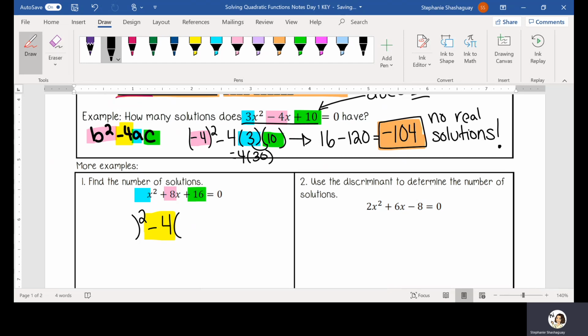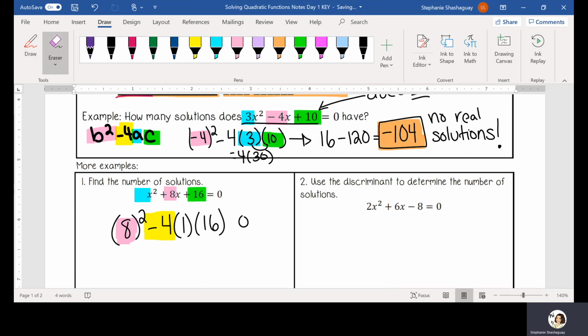I keep messing up, guys. Trying to think too much at one time. So b squared is going to be 8 squared. Okay, 8 squared. That's the number that goes there. Minus 4 times a, which is the 1, multiplied by 16. Okay, so once we plug this in, if we get a negative number, we know that we have no solutions. So let's see what happens.